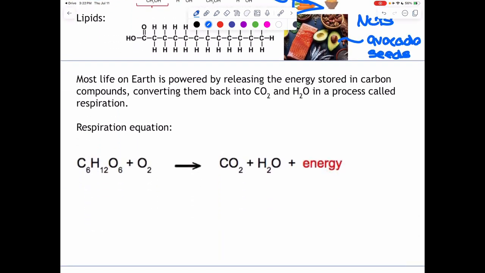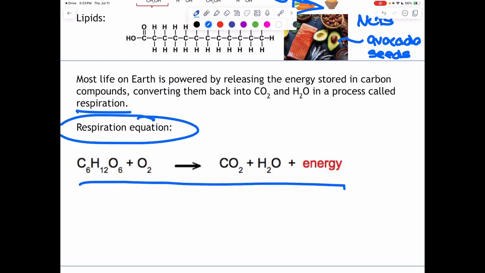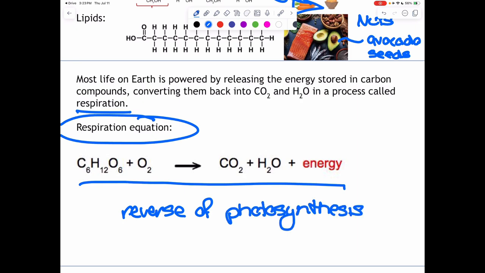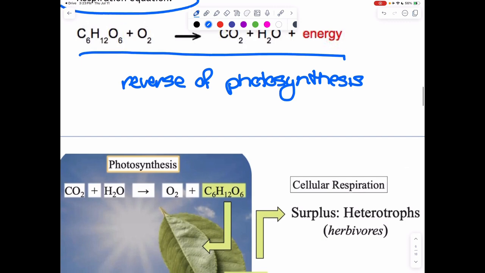Most of life on Earth is powered by taking these stored carbon compounds and converting them back into CO2 and H2O. This is called respiration. So our respiration equation is just the reverse. I'm just going to make sure we remember it is the reverse of photosynthesis. Okay, awesome. That's going to come back to us.